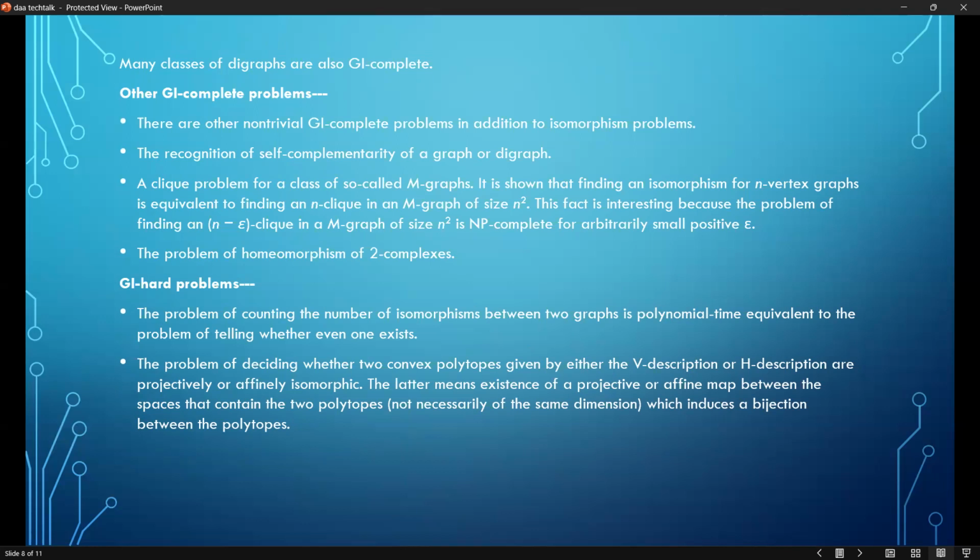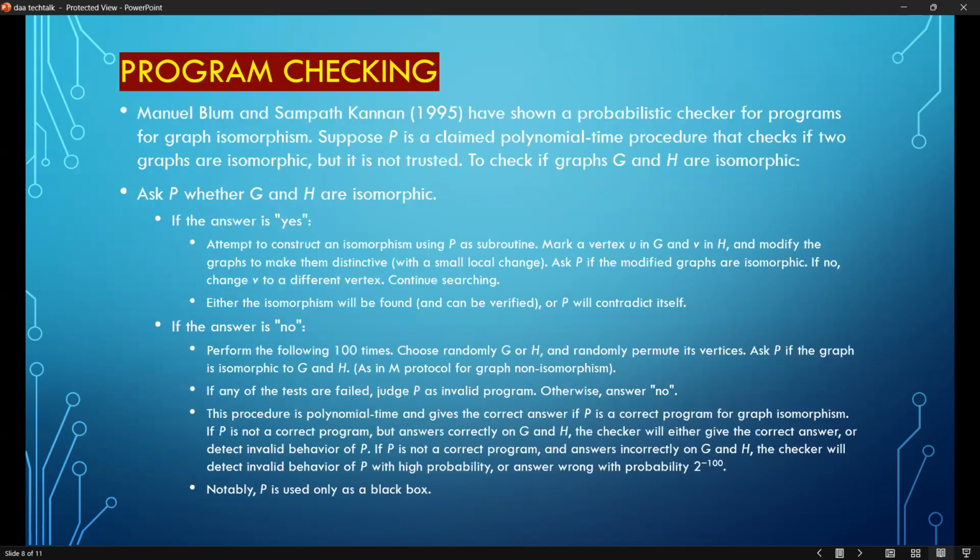GI hard problems. The problem of counting the number of isomorphisms between two graphs is polynomial-time equivalent to the problem of telling whether even one exists. The problem of deciding whether two convex polytopes, given by either the V-description or H-description, are projectively or affinely isomorphic. The latter means existence of a projective or affine map between the spaces that contain the two polytopes, not necessarily of the same dimension, with induced bijection between the polytopes.